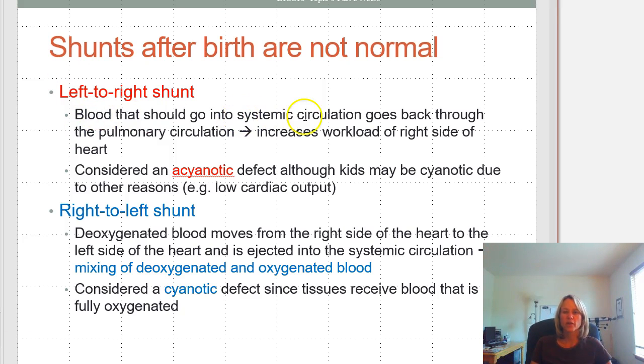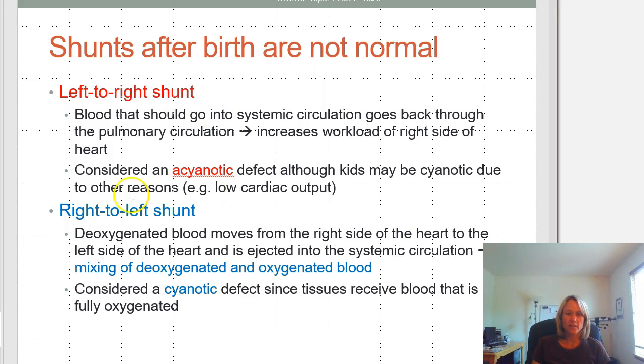So this is blood that would go into the systemic circulation, instead goes back into the pulmonary circulation, gets repumped again. So extra blood going back into the pulmonary circulation is going to increase the workload of the right side of the heart. However, it's considered an acyanotic defect because the blood is not bypassing the lungs. However, the kids may be cyanotic because, for example, they're going to have a low cardiac output because blood from the left ventricle is going back into the lungs, so less output out the left ventricle.